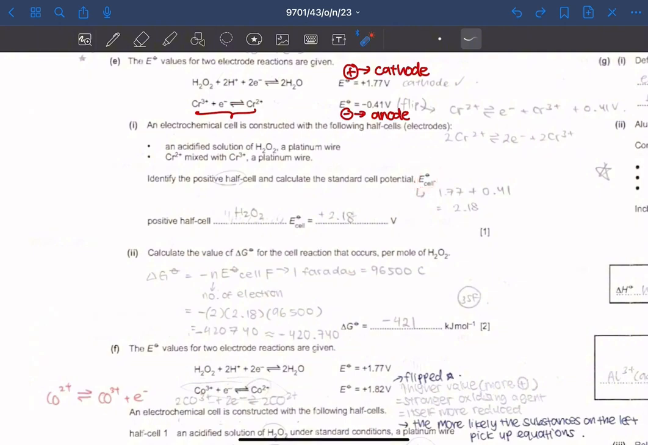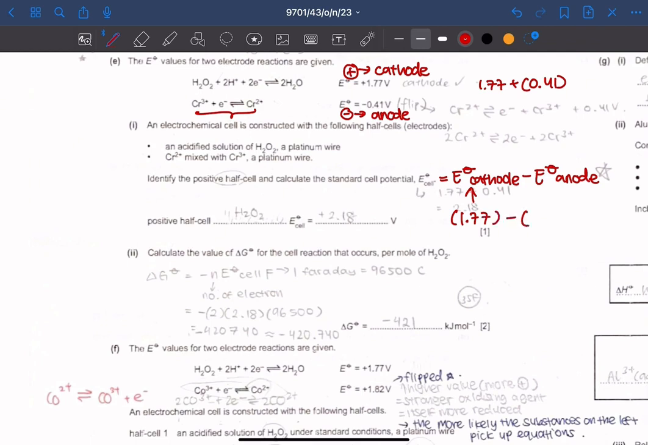We can calculate the standard cell potential by, I memorize it by, E naught of the cathode minus the E naught of the anode. So positive 1.77 minus, when you flip this equation, the negative 0.41 actually turns into positive 0.41 V. So you could either do 1.77 plus 0.41, or you could do E cathode, which is 1.77, minus the unflipped anode, which is negative 0.41.